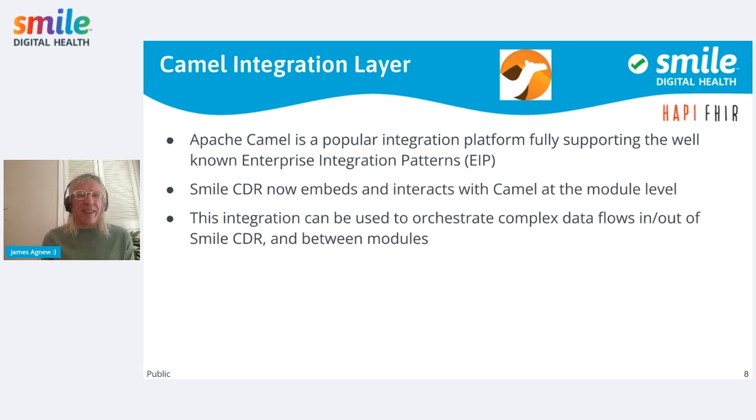Increasingly, we think of Smile not just as a repository, but as an integrated data fabric that supports all kinds of functions and core capabilities that you can use to data enable and FHIR enable your enterprise. A big part of that, of course, is the ability for you to handle data, to queue data, to route data appropriately, to respond to events, to handle failures, to be resilient, all of those good things. And Camel allows us to do all of this.